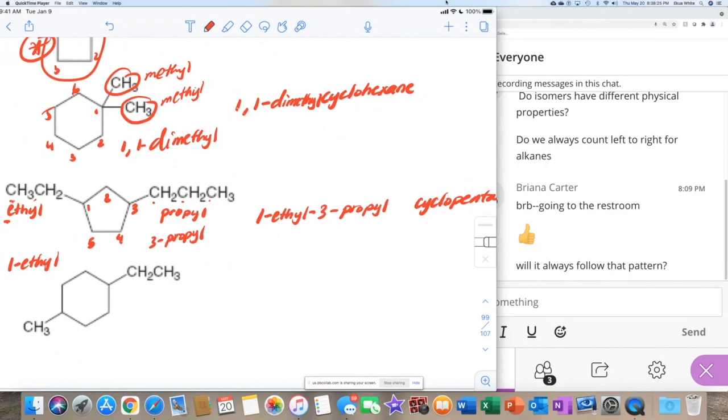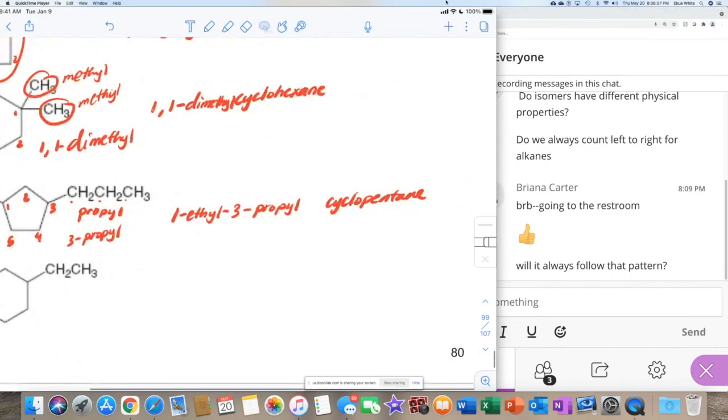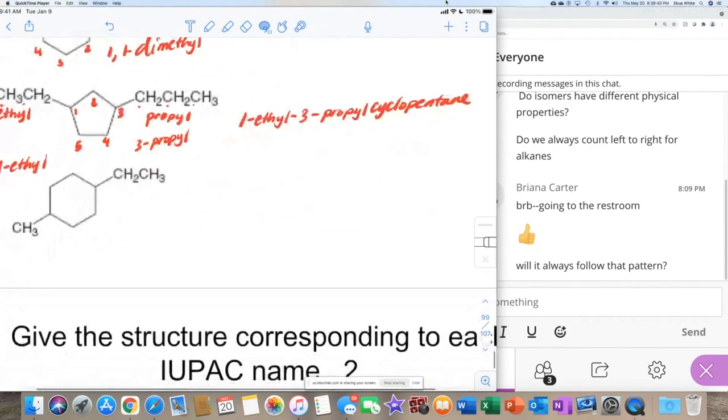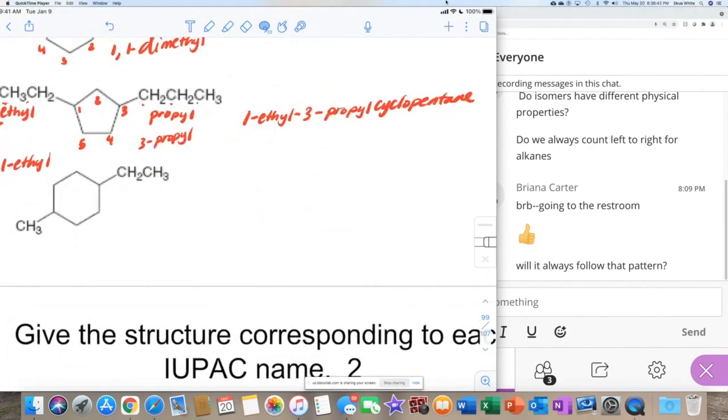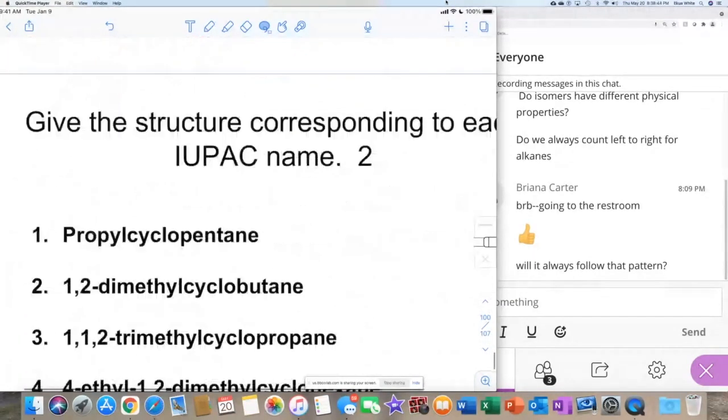Following the rules, right? I'm going to squeeze them together. There. 1-ethyl-3-propylcyclopentane. Following the pattern, right? This one should be a lot easier. Yeah, we've done something like this, so I'll skip over that part.